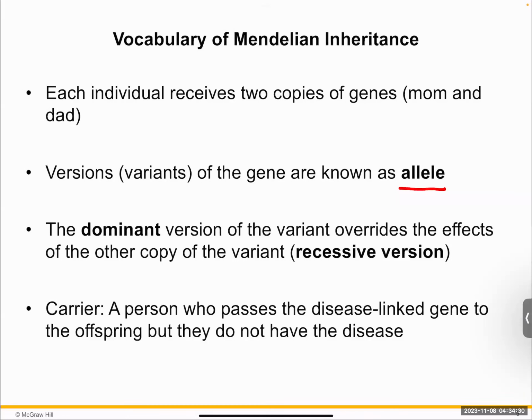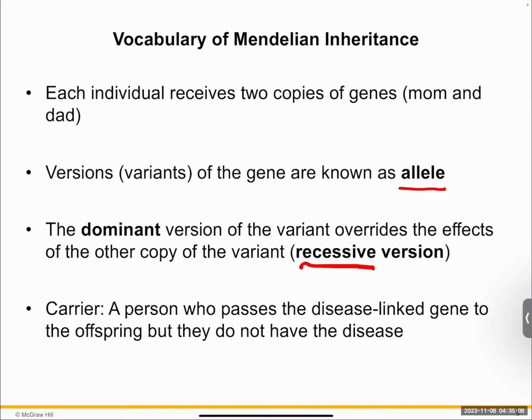Now, we're also going to use the words dominant versus recessive a lot. Dominant, as the word implies, is the version of the allele that overrides or overshadows the effect of the second allele. So the second allele would be recessive, because unless you have two copies of that gene, it's not going to show any characteristics, versus the dominant version, where you will see the effects of it even if you have a single copy, since we're using the word dominant.